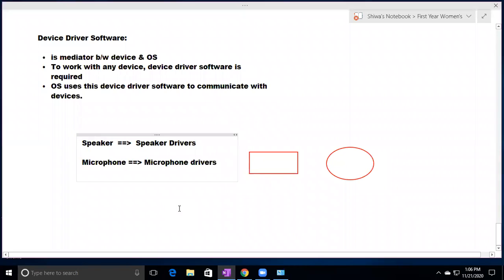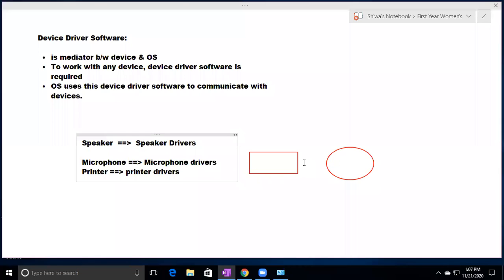To work with any device like this, printer drivers are required. For example, to work with a web camera, drivers are required. To work with the scanner, drivers are required. To work with any device, driver software is required. Otherwise, we cannot use the device.